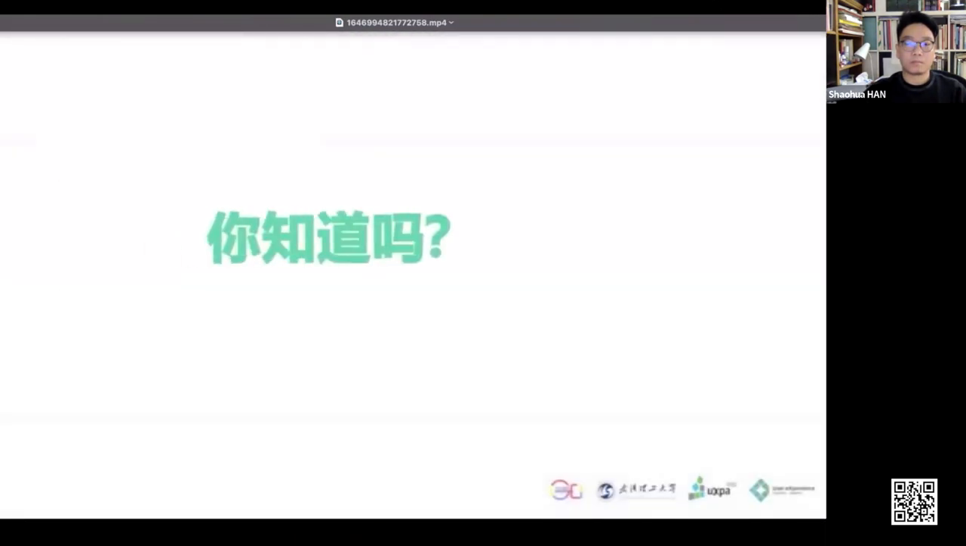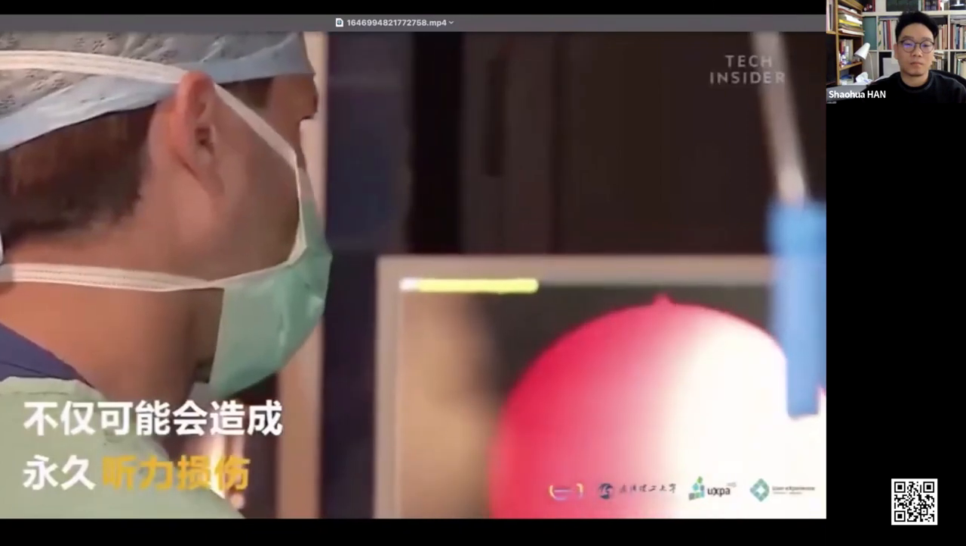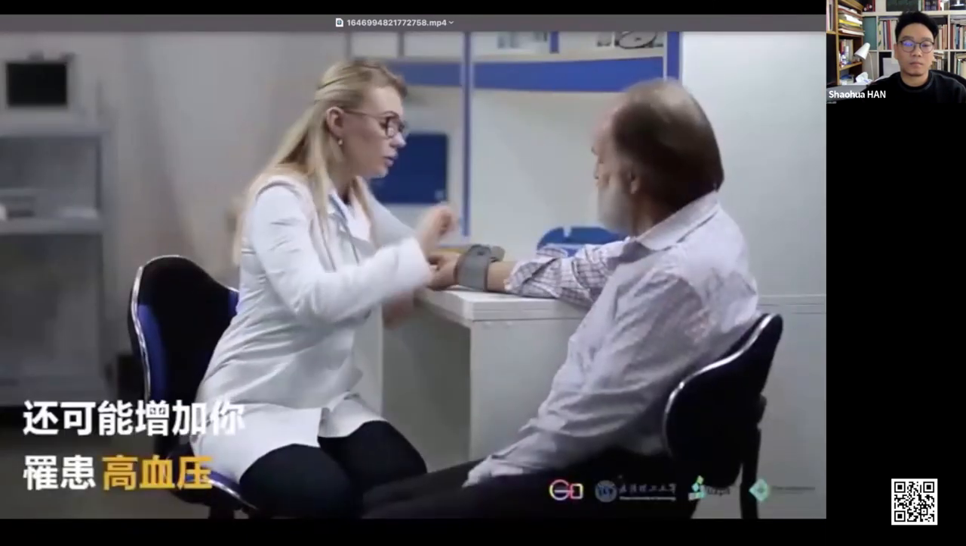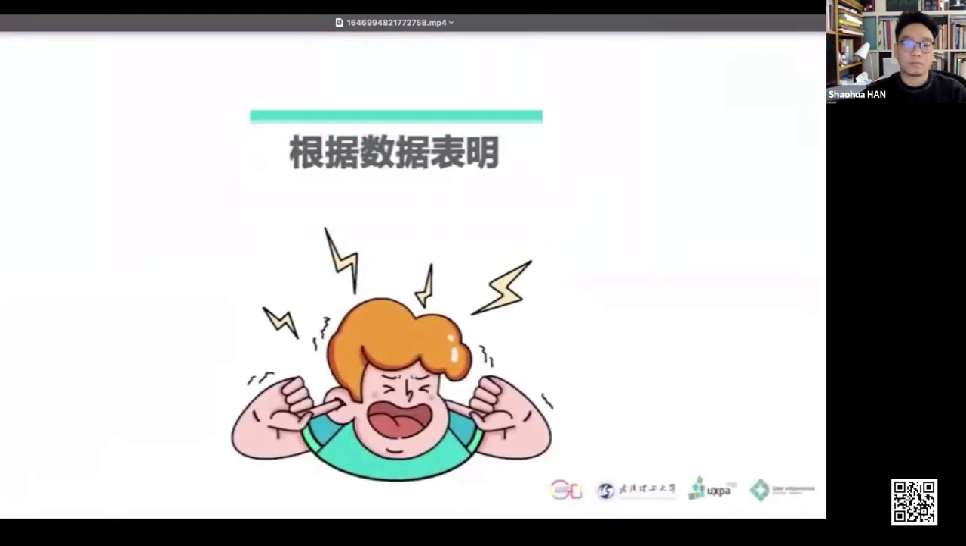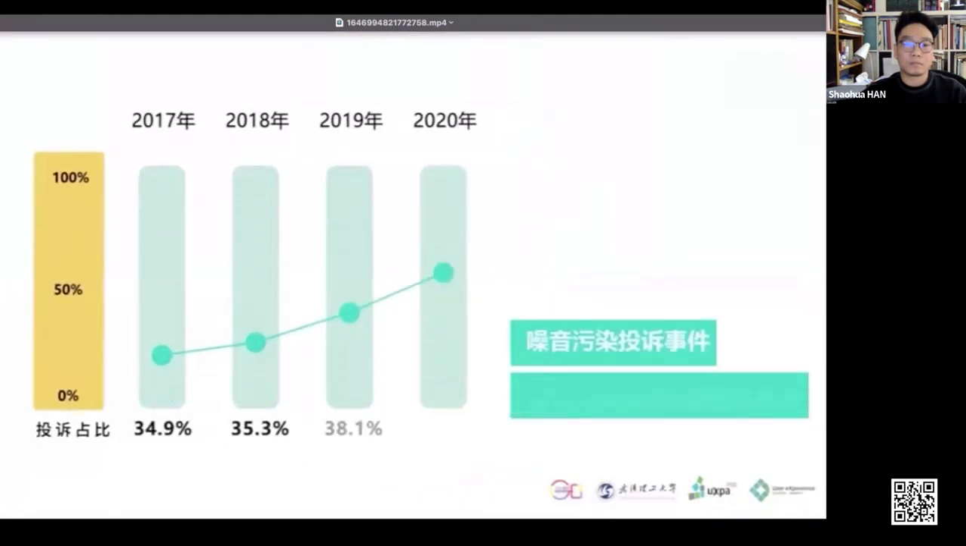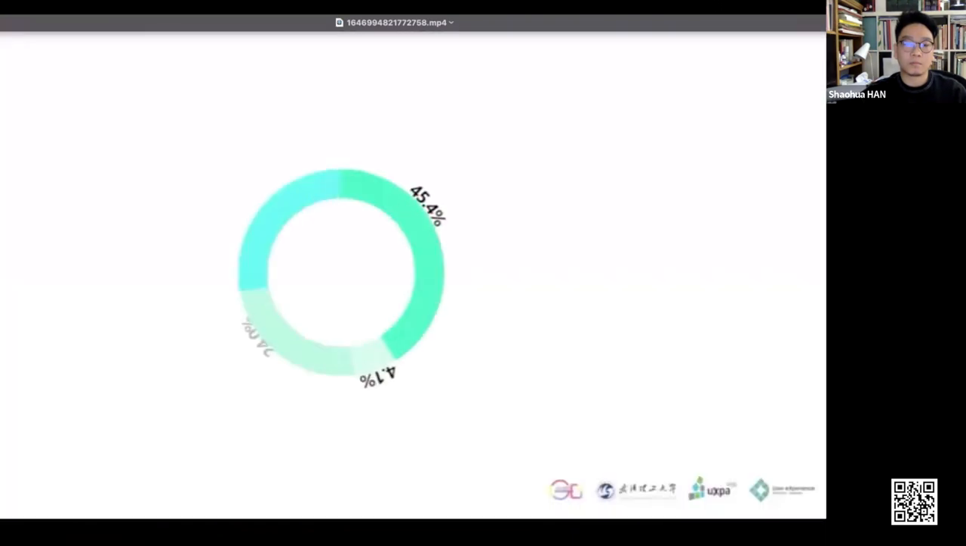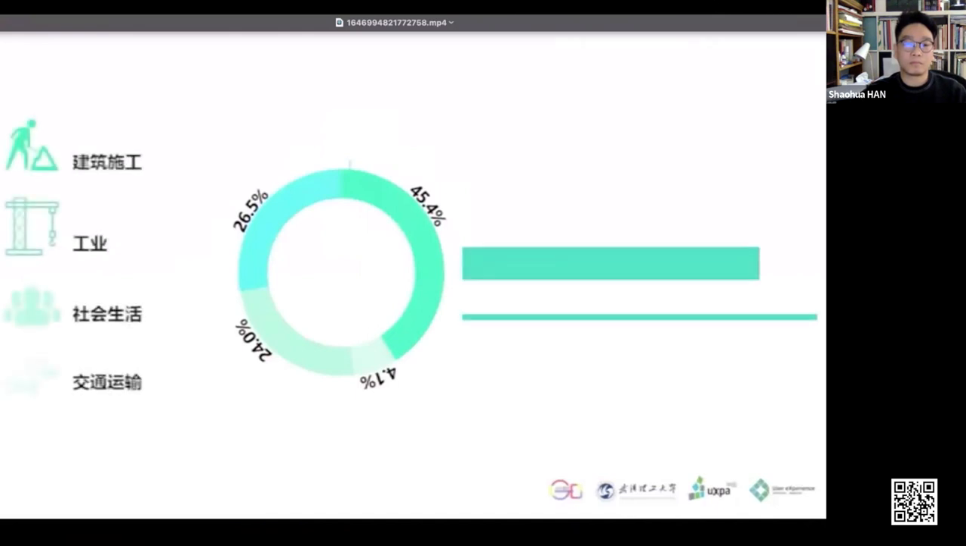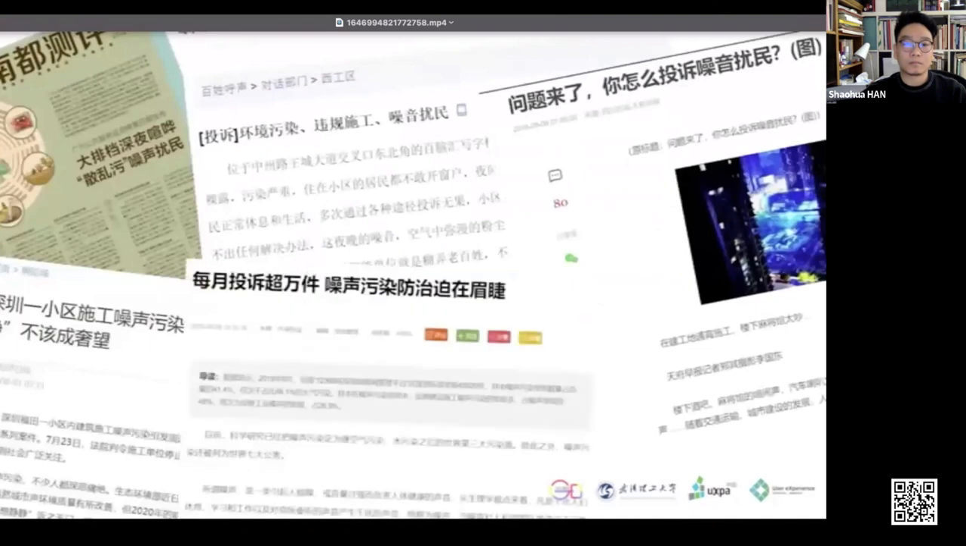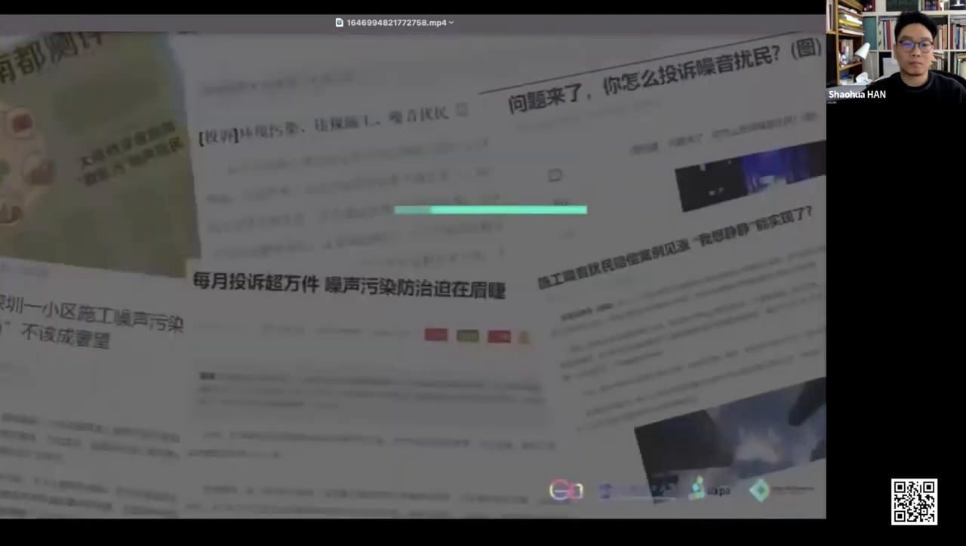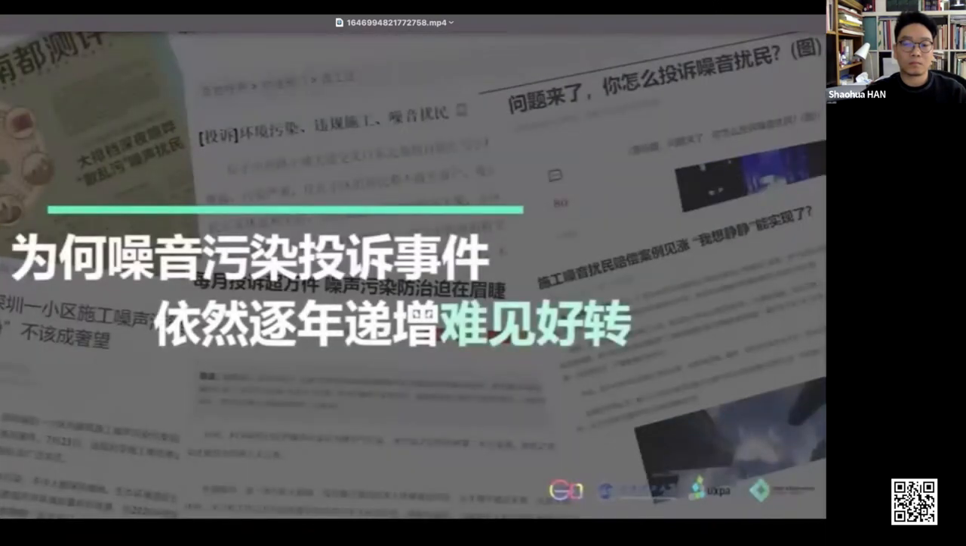Do you know how big the harm of noise is? Long-term exposure to city noise not only may cause permanent hearing loss, it may also increase your risk of high blood pressure, heart disease, and obesity. The data showed that noise pollution complaints increased year by year to 12,369, with construction complaints accounting for 45.4%, followed by industrial noise and living noise. The noise pollution complaints are still increasing year by year.